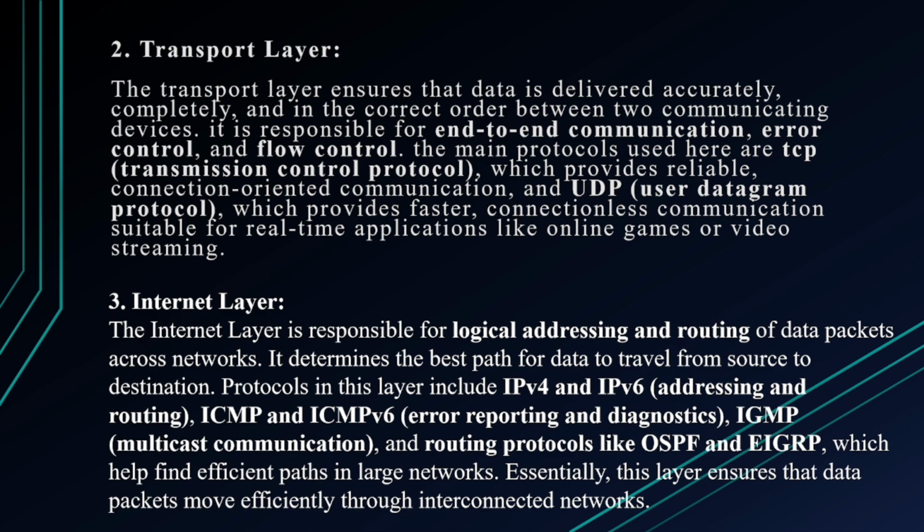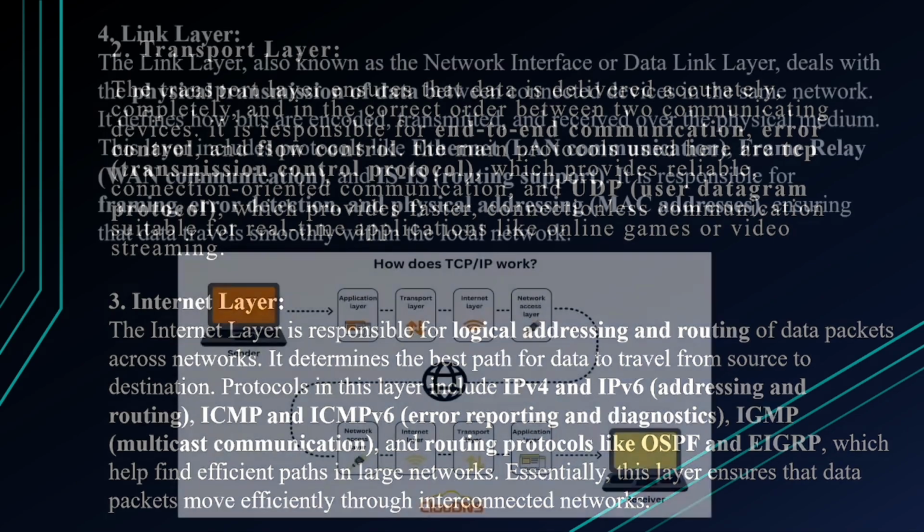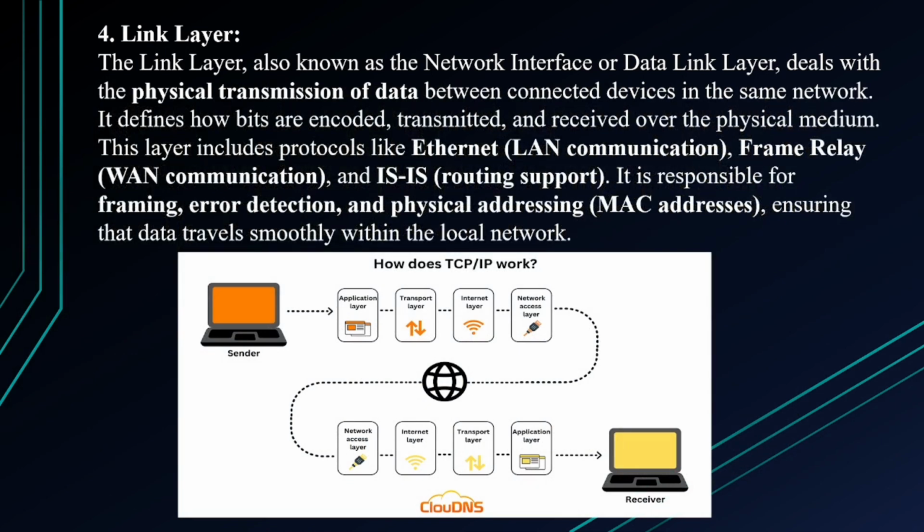Finally, let's understand the bottom layer, the link layer, also called the network access layer or the data link layer. This is where the physical stuff happens. While the layer above it deals with the software and logical rules, this layer deals with the actual physical transmission of data. It's where the rubber meets the road.